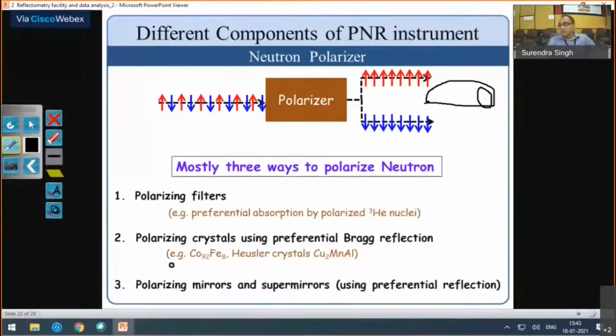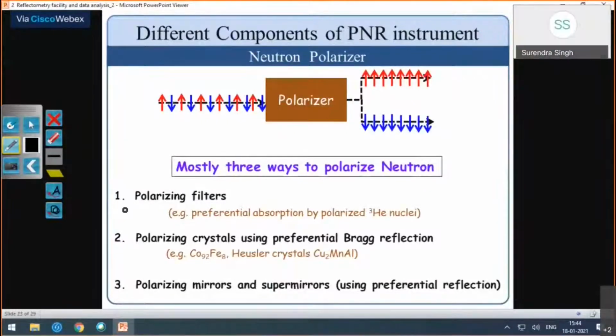Another thing is the polarizer. So what does the polarizer do? You have an unpolarized neutron beam. If you put the polarizer in between, you are separating the two spin neutrons. Spin up is going here and spin down there. So you can separate these two neutron spins. That is called a polarizer. There are three ways which are mostly in use. There can be other methods because it is a spin and you can apply other things, but practically there are three methods which are mostly used to polarize the neutron.